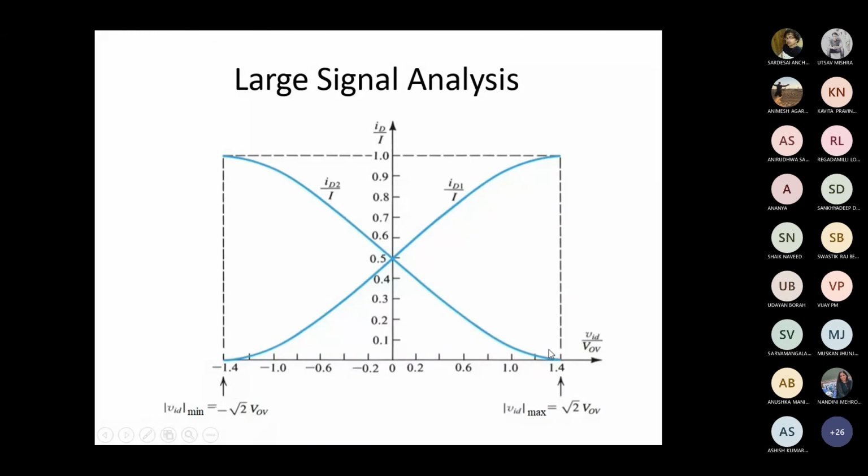Similarly, on the negative side when VID is negative, ID2 will increase. It means the Q2 transistor is operating and Q1 is cut off. Here on the positive side, Q1 is operating and Q2 is cut off. When VID is in the negative range, ID2 is increasing and at the same time ID1 is decreasing, in order to maintain the total current, ID1 plus ID2 equal to capital I. So this is what we infer here.